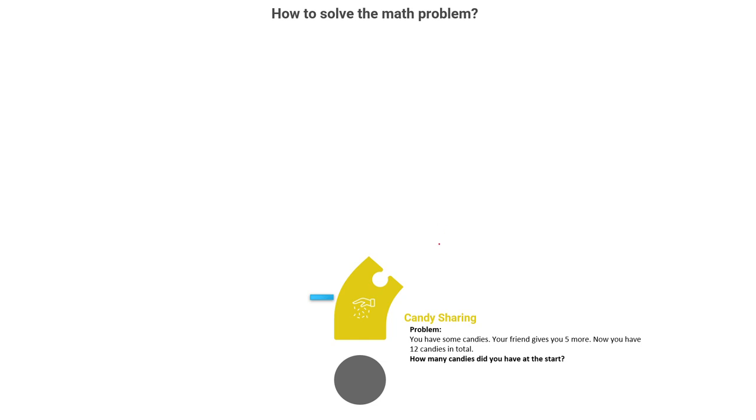And next, candy sharing. You have some candies. Your friend gives you 5 more. Now you have 12 candies in total. So total candies is now 12, and you have some candies. That amount you don't know, so the amount is x. And they said your friend gave 5.